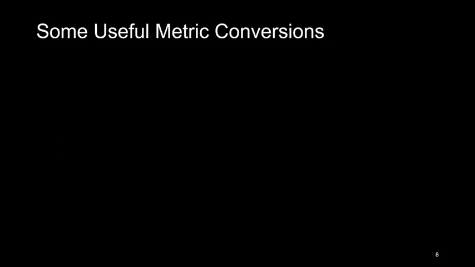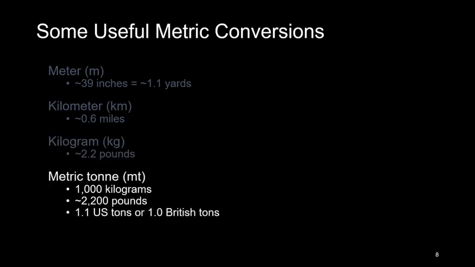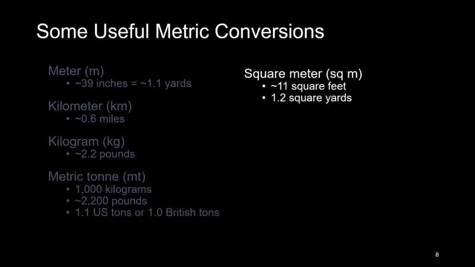For those of us stuck with the imperial system, here are some useful quick conversion heuristics. A meter is a bit more than a yard. A kilometer is a bit more than half a mile. A kilogram is a bit more than 2 pounds. A metric ton is about 1,000 kilograms, 10% more than a U.S. ton. A square meter is 20% more than a square yard.